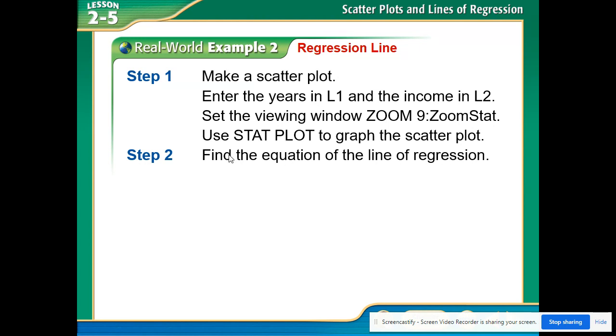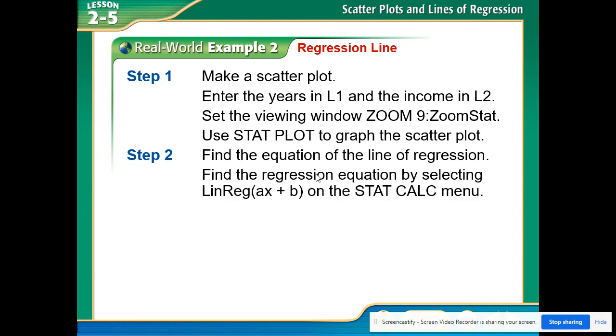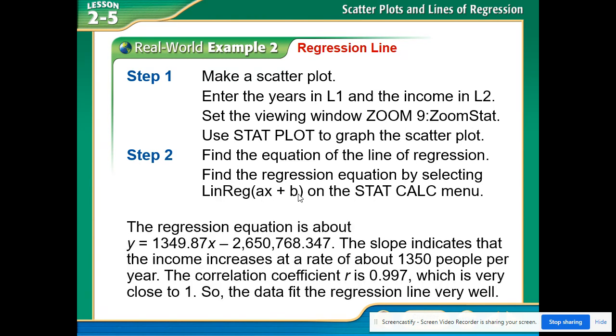Once we've done that, we're going to find the equation of the line of regression. We're going to do that by going to stat and over to calc and going down to the linear reg spot. Once you hit that, you'll get a value right here. Now, it should go ahead and give you an R value.